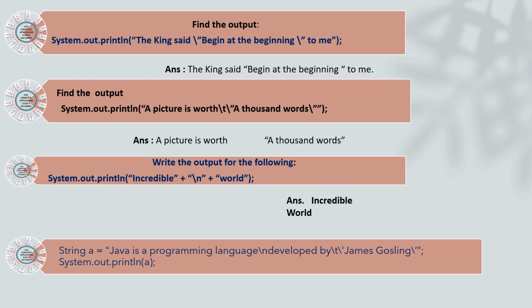And this also was in the specimen paper: Java is a programming language developed by James Gosling, slash t, single quotes are coming, slash n is coming inside this. So System.out.println a, the answer is stored in a and we are printing it. So the answer will be Java is a programming language, and then slash n means in the next line, developed by, a space will come, and then James Gosling. So take proper care for writing the answer.